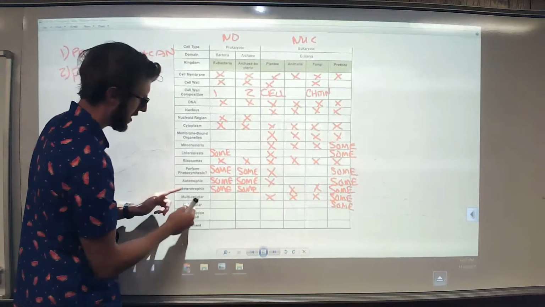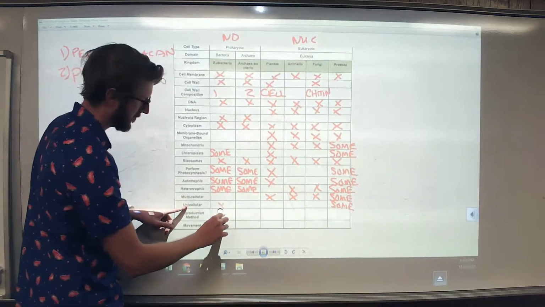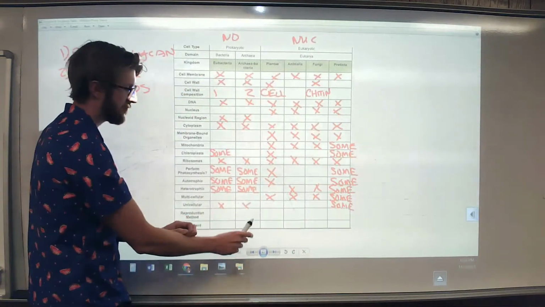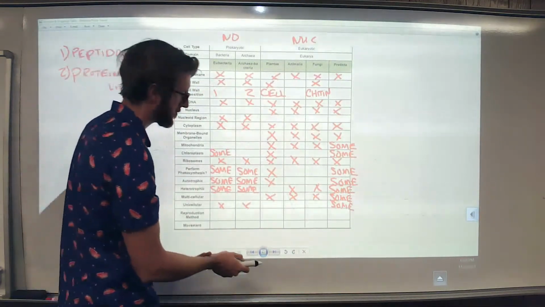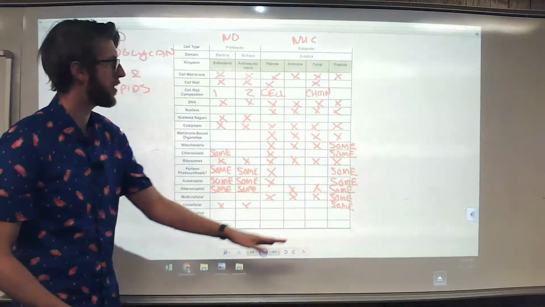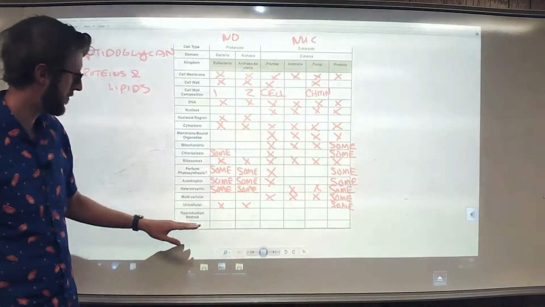Okay, so obviously you can't be multi and unicellular. So the bacteria, both prokaryotes are unicellular. All prokaryotes are single-celled organisms. And some of the protists are single-celled as well.